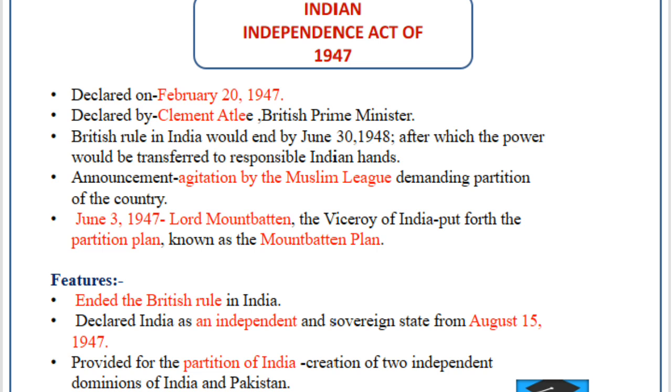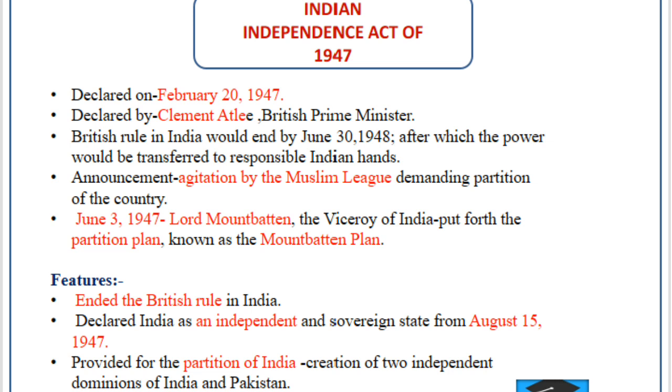This announcement of Clement Attlee was followed by the agitation by the Muslim League because they wanted the partition of the country. Again on June 3, 1947, the British government made it clear that any constitution framed by the Constituent Assembly of India cannot apply to those parts of the country which were unwilling to accept it. On the same day, that is on June 3, 1947, Lord Mountbatten, the Viceroy of India, put forth the partition plan. This plan is known as the Mountbatten Plan.